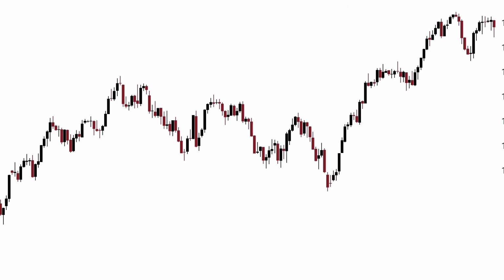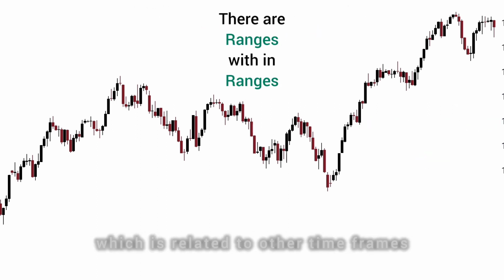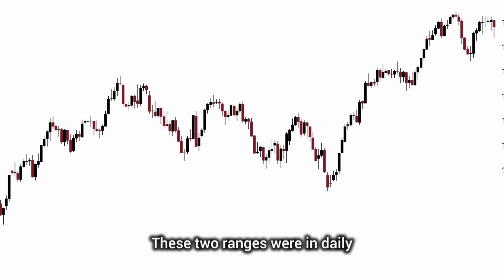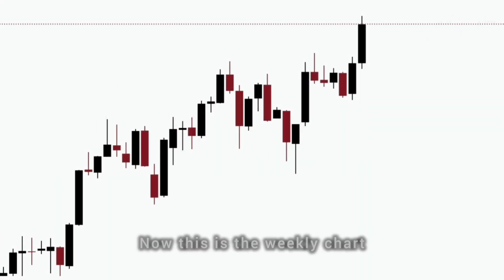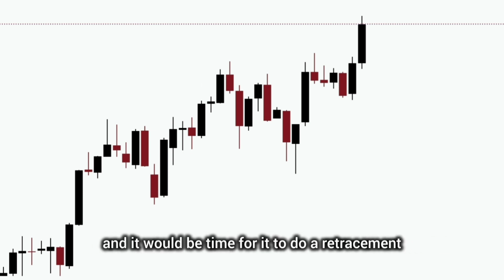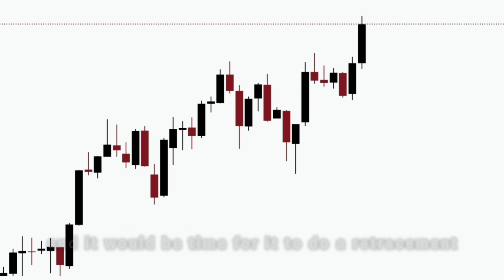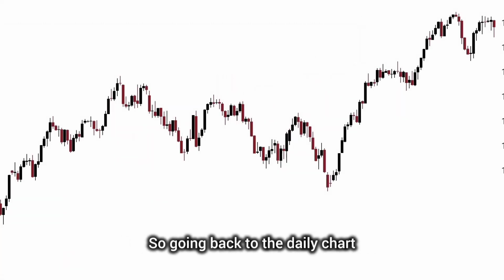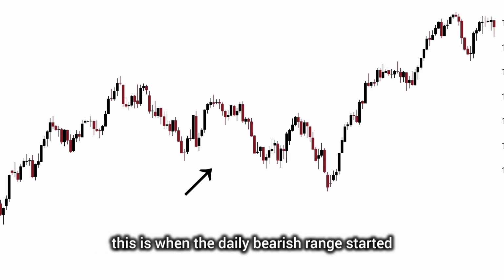Every time frame has its own range which is related to other time frames. For example, these two ranges were in daily. Now this is the weekly chart. The weekly range came up and reached its objective here, and it would be time for it to do a retracement since it ended, right? So going back to the daily chart, this is when the daily bearish range started.